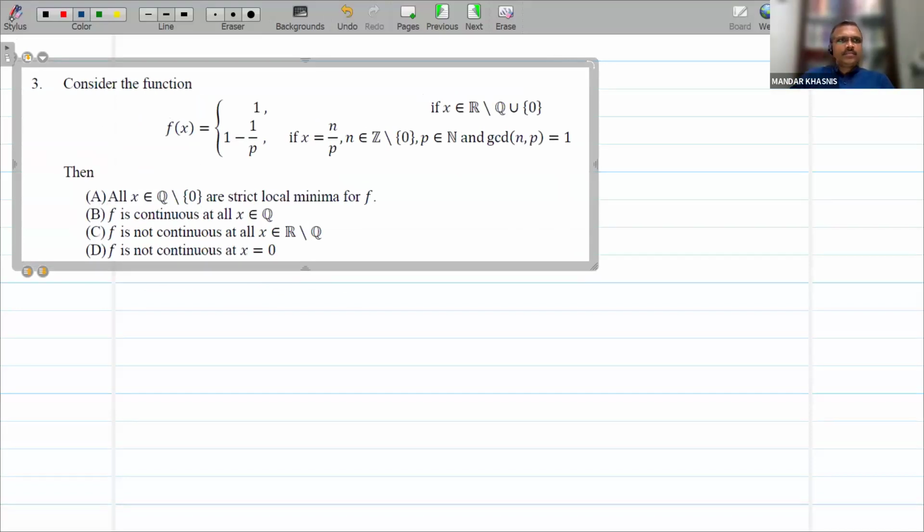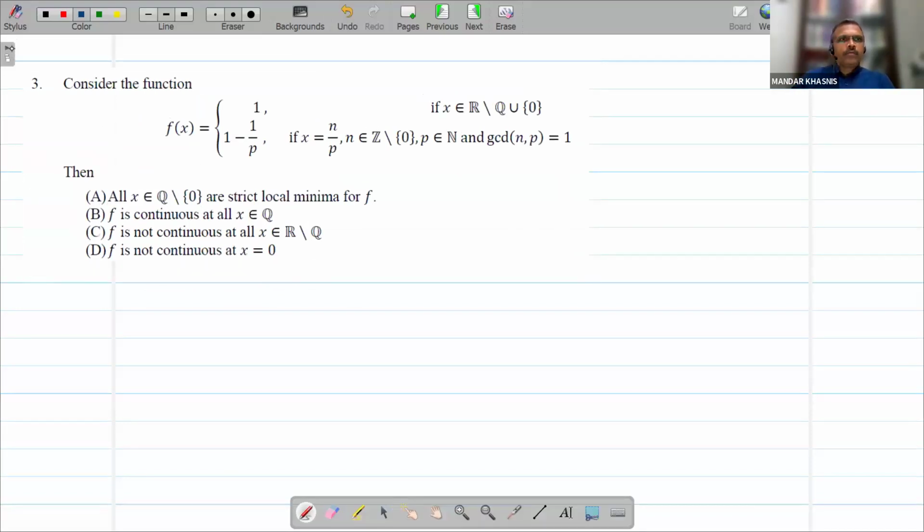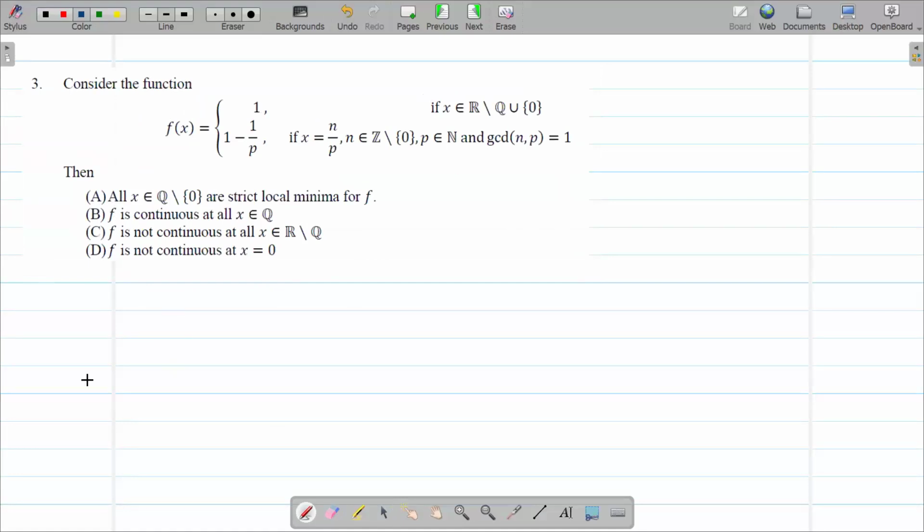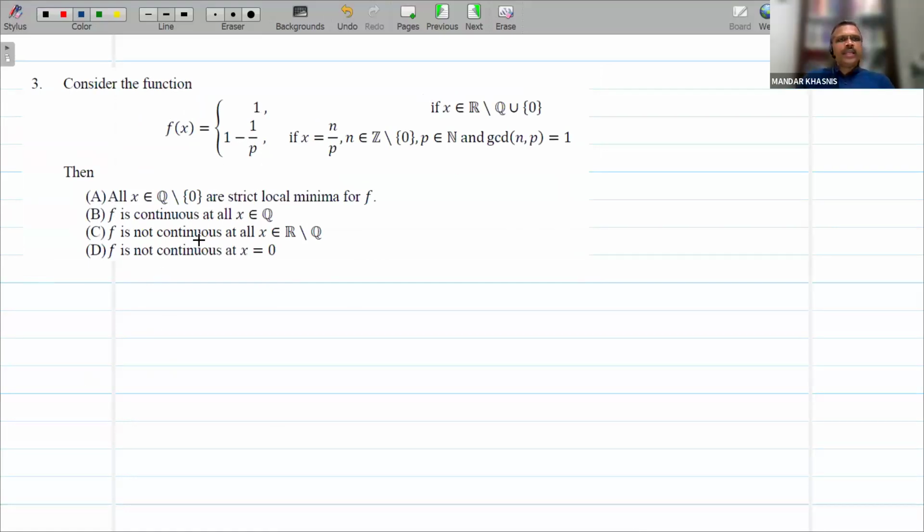So see, this is a very standard function, popcorn function we call it, or a version of Thomae's function. Now, how does it behave? That we'll see quickly, and that will make it very clear. I can just draw a line. And at every irrational, it is 1. So of course, at 0 also it is given as 1.